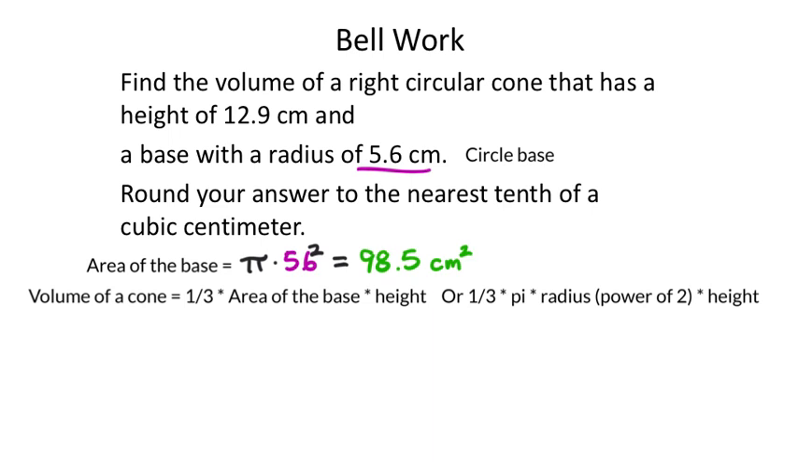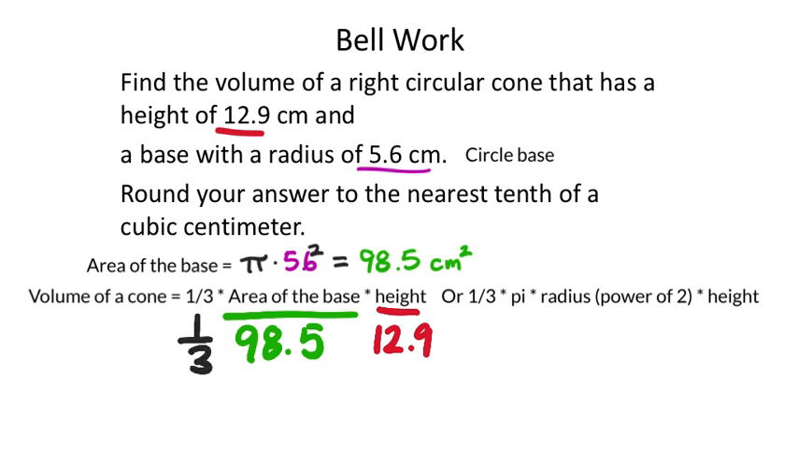Okay, so we just found the area of the base, which was 98.5 square centimeters, and they gave us up here the height at 12.9. So the height I will replace with 12.9. All I've got to do is multiply this all by 1/3. So when I put this into my calculator, then it will give me the volume of this cone. So that's what I will do. 1/3 times 98.5 times 12.9. Enter.